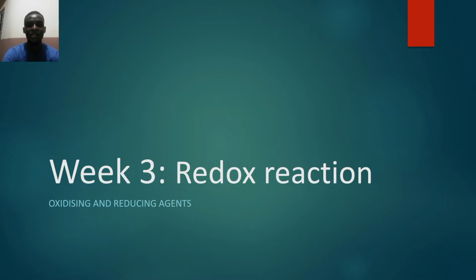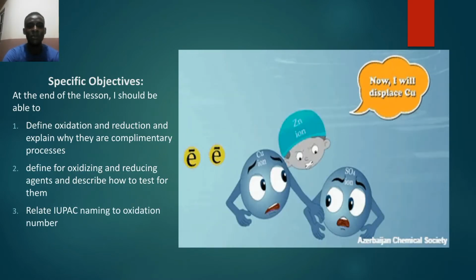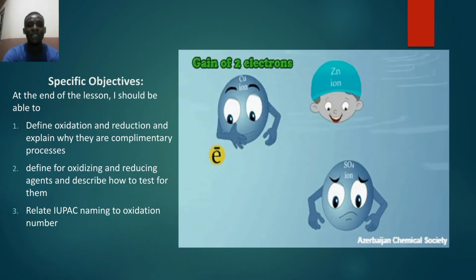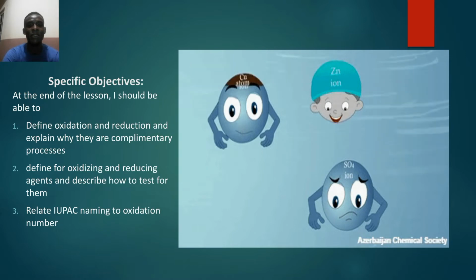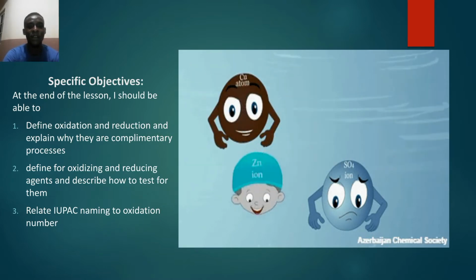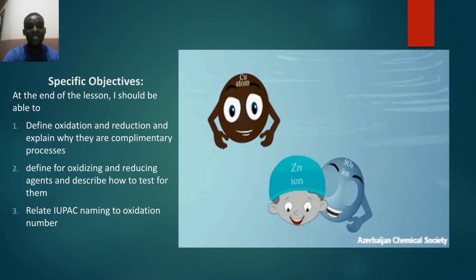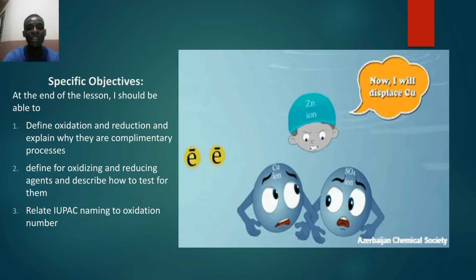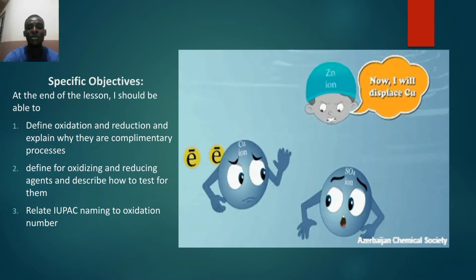Let us dive into the objectives for this lesson. The first objective is you should be able to define oxidation and reduction, and explain why they are complementary processes. Number two, you should be able to define oxidizing and reducing agents and describe how to test for them. And lastly, you should be able to relate the IUPAC naming to oxidation number.